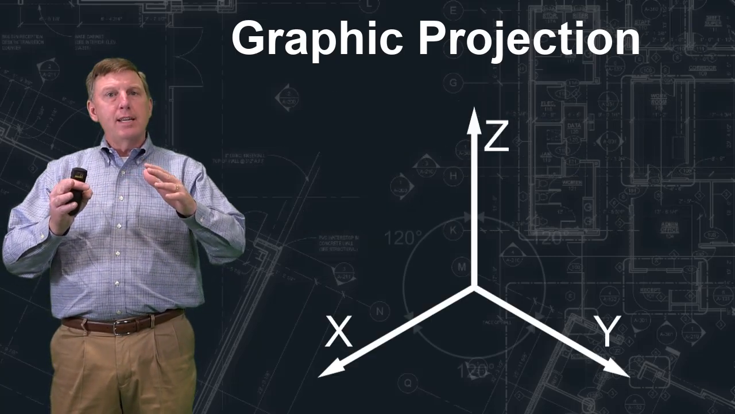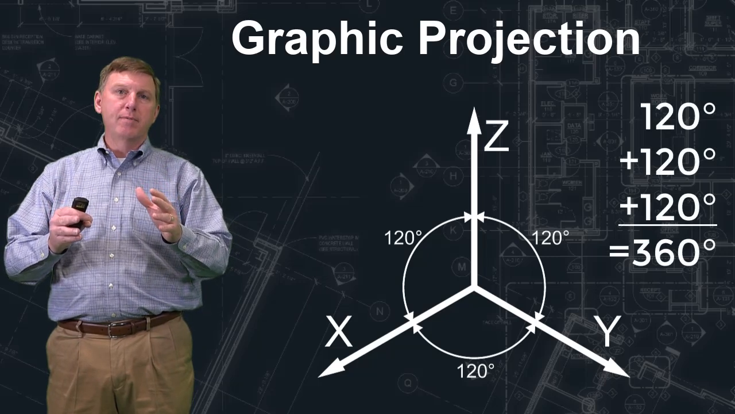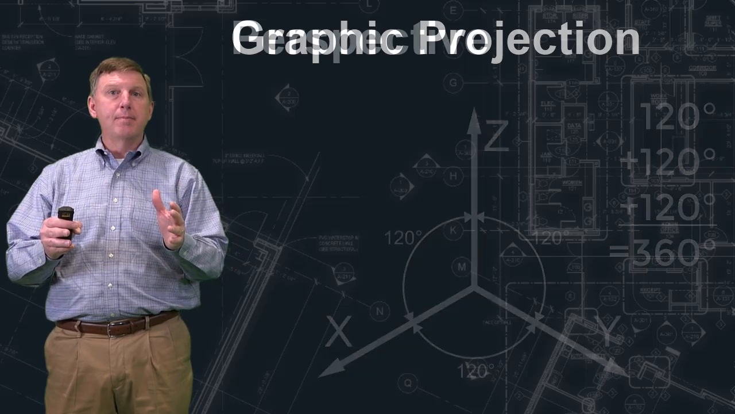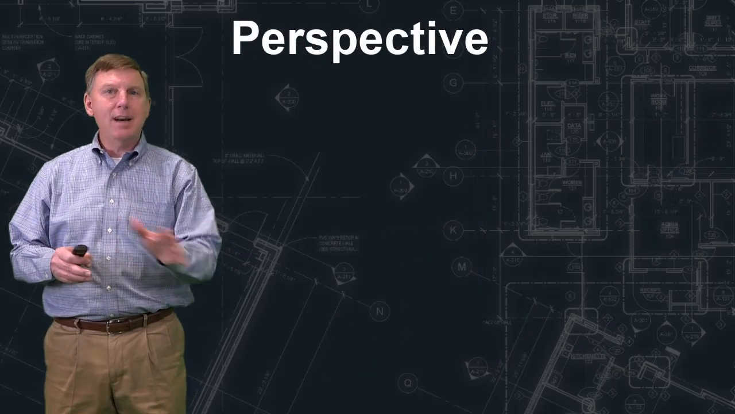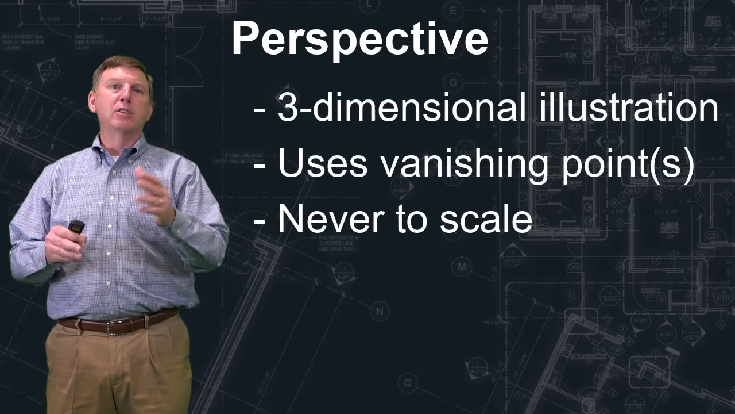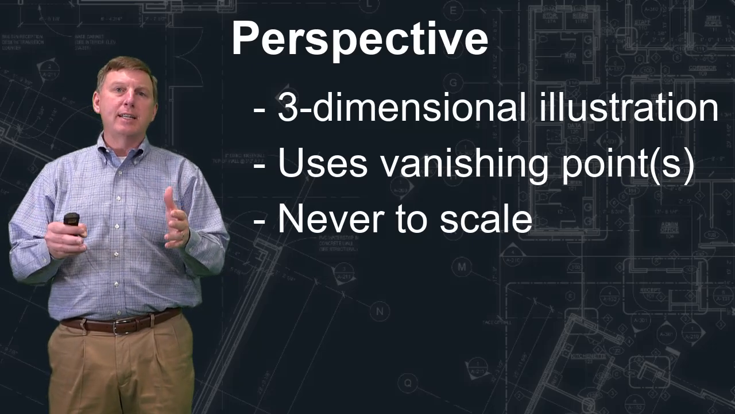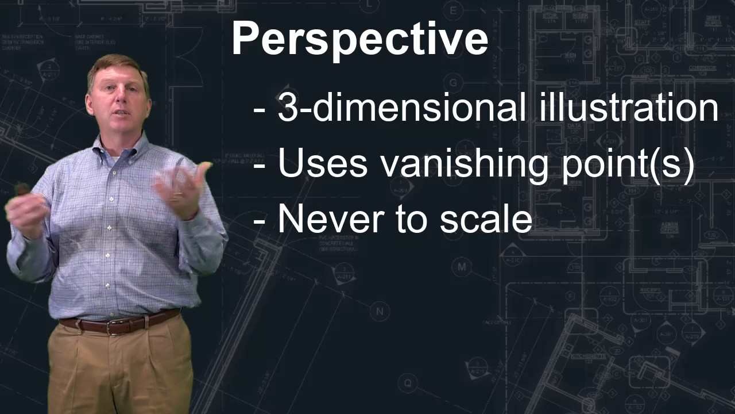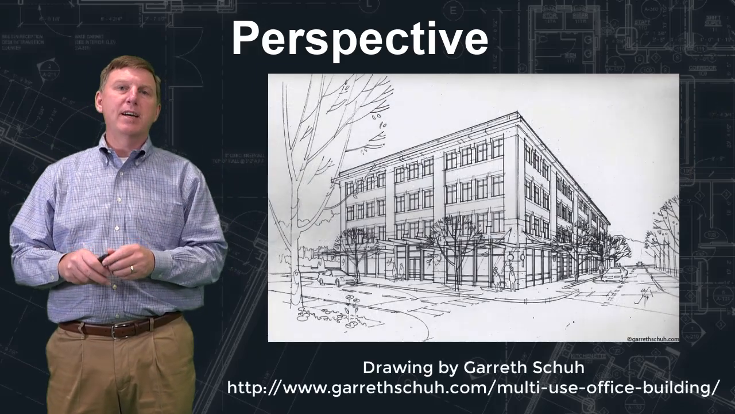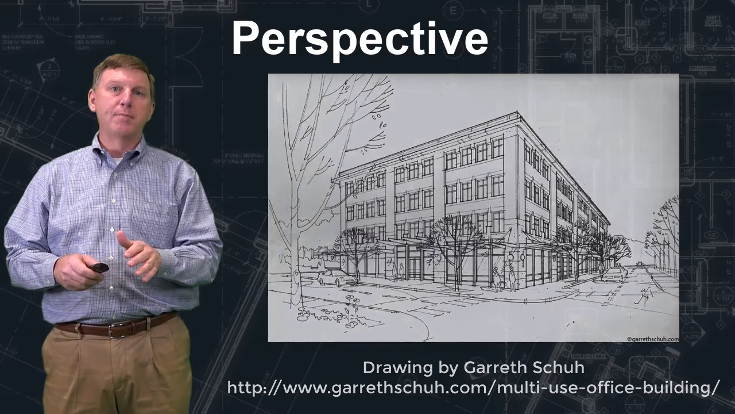And the X, Y, and Z angles all add up to 360 on a graphic projection. And the way it's drawn, it actually can be drawn to scale. A perspective, on the other hand, cannot be drawn to scale, because what a perspective tries to do is give you an illustration of what the object looks like, as if you were actually standing there looking at it, or even if you took a picture of it. Both of those would actually give you a perspective with a vanishing point or multiple vanishing points. These are never to scale.